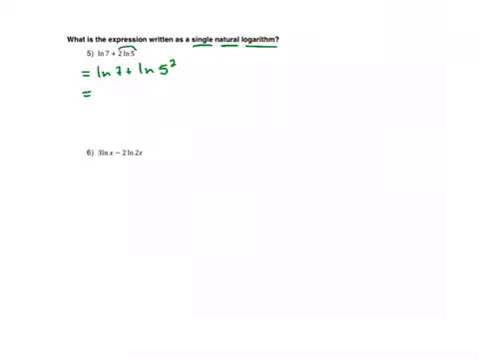So this is ln of 7 plus ln of 25. Now, because I'm adding right here, that means that I'm multiplying those two numbers to write it as a single logarithm. So this is natural logarithm of 7 times 25. So at the end, this is the natural logarithm of 175. That's it, right?